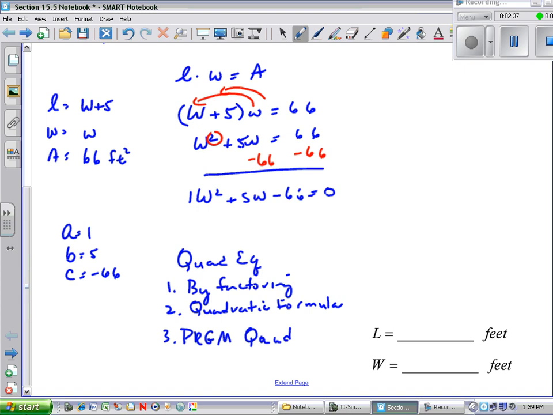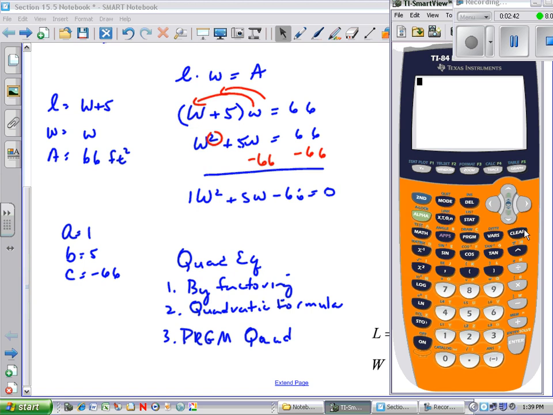When you're using Program Quad, you'll need to have the programs in your calculator. Take your calculator out. Hopefully your instructor has already programmed these programs in your calculator. If they have not, you'll need to ask for it. Press Program in the center of the calculator, cursor down until you get to Quad. They are in alphabetical order. There's Quad. Press Enter. And then I'm going to press Enter again, and it will ask me what A, B, and C are. And A is 1, B is 5, C is negative 66.